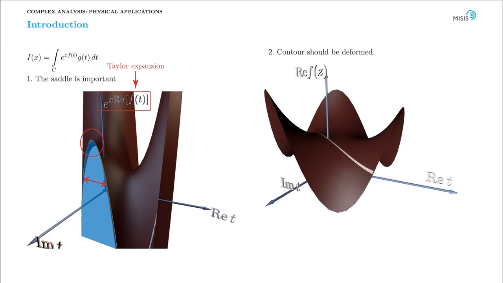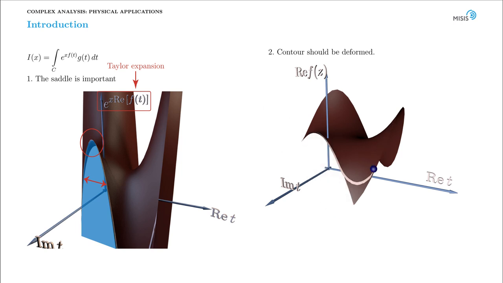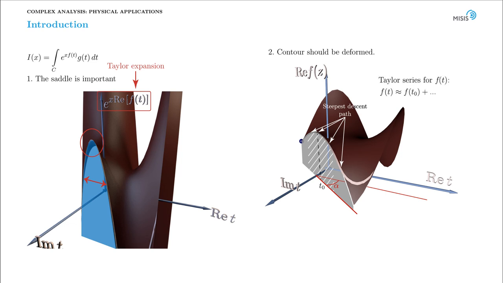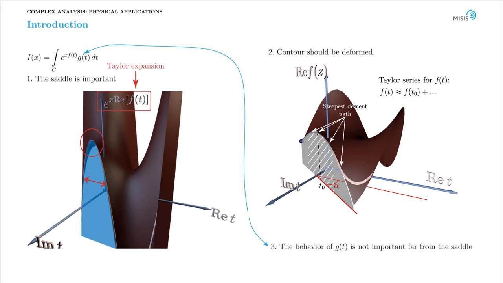Second, we need to deform the contour so it crosses the saddle at the correct angle in the sharpest possible way. This angle defines a very special direction on the relief of the real part of the exponent. It is the path of the steepest descent. By going along the steepest descent direction, we maximally shrink the important region for the integral. And our Taylor series expansion of the exponent of the exponential function gives ever better accuracy. Third, the behavior of arbitrary function g of t is not important as long as it's smooth in the vicinity of the saddle t0.